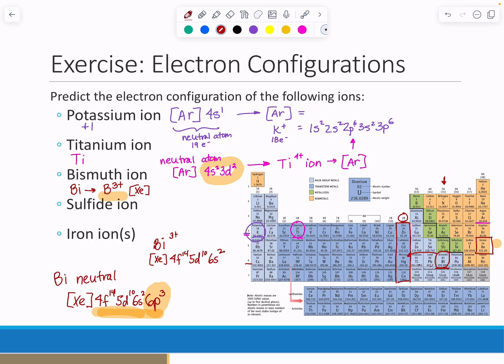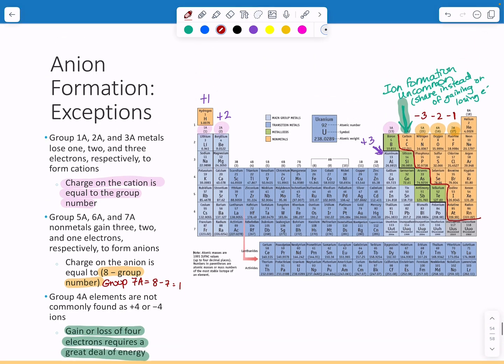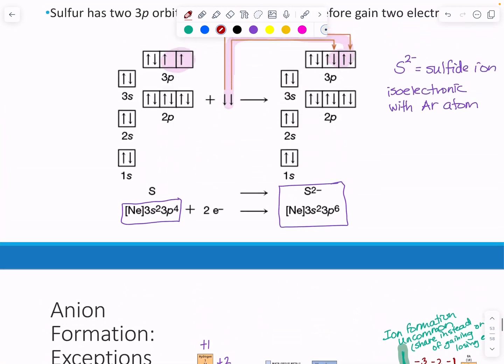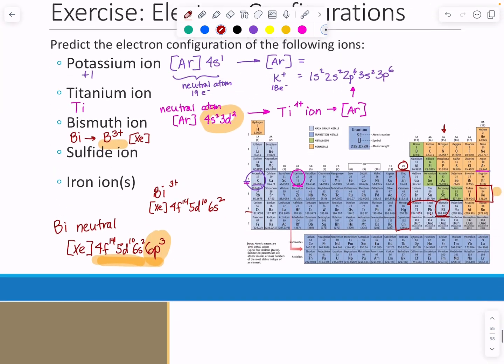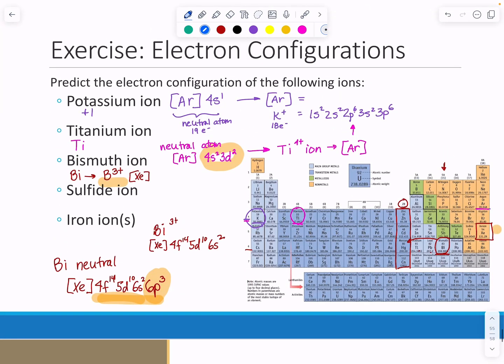All right. All right. So sulfide ion. Did we do sulfide on previous page? I think we did. Yes, we did. So we're not going to do sulfide again. We're just going to say, see the previous slide.